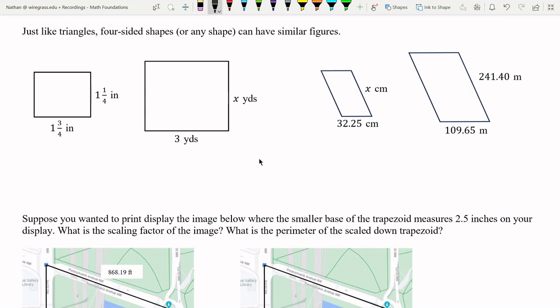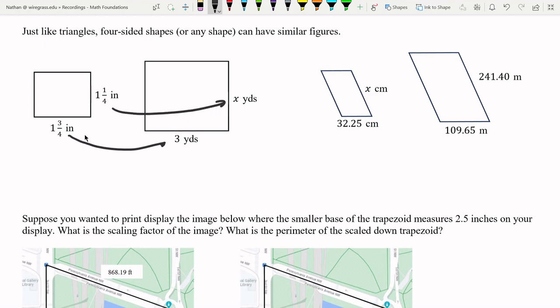Just like with triangles, four-sided shapes or really any sided shapes, 5, 6, 8, 10, 12, whatever, they can have similar figures. And for triangles, it was a little bit easier to know when two triangles are similar because they had to have the same angles on the inside. For these, you have to specify that these two shapes are similar. We're assuming that these two rectangles are similar, so we're going to be able to write a proportion for this, right? If this side goes to this side, that means this side goes to this side.